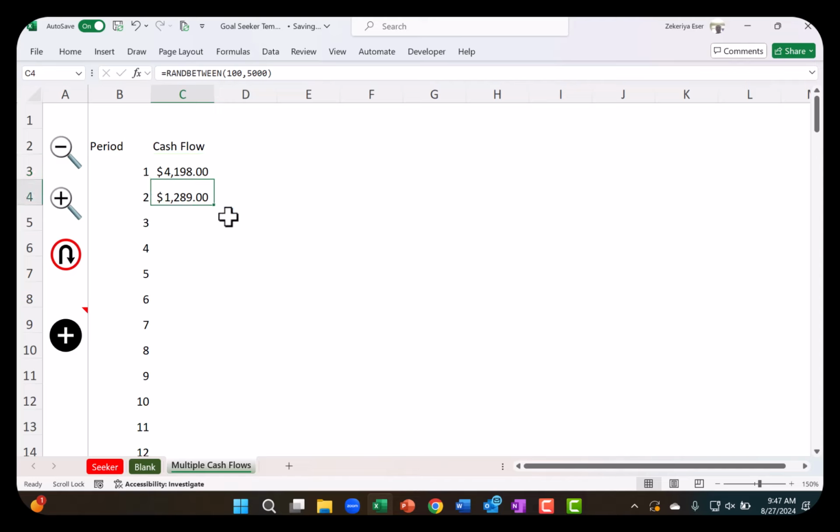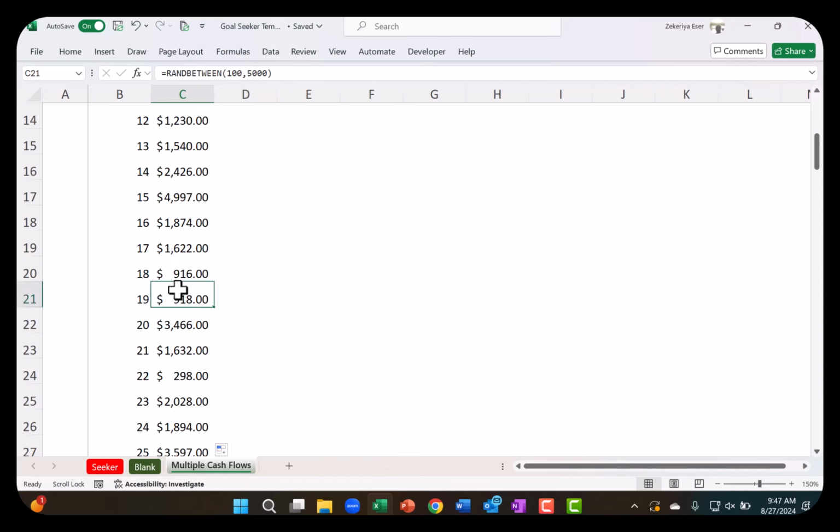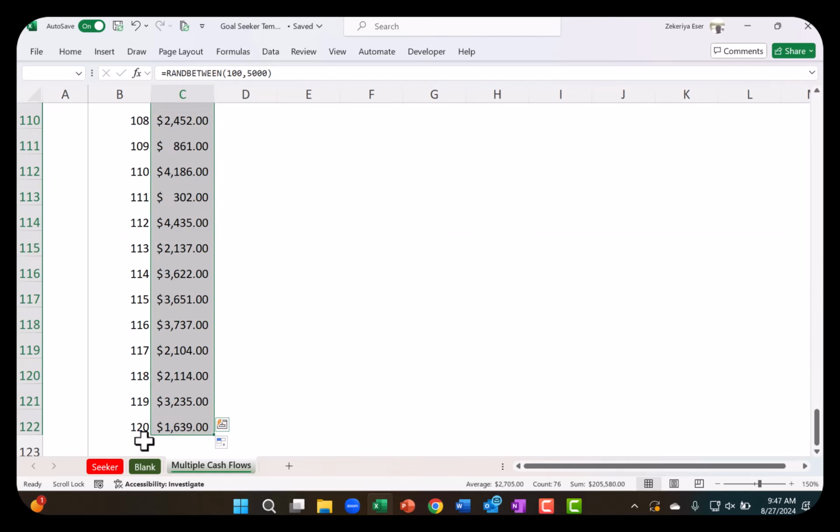Again, we're civilized people. We're not going to enter 120 numbers. Suppose I want to copy this formula and paste it all the way down to 120. Come to the southeast corner of the cell, double click. It autofills every cell until it sees a blank on the left. Okay?